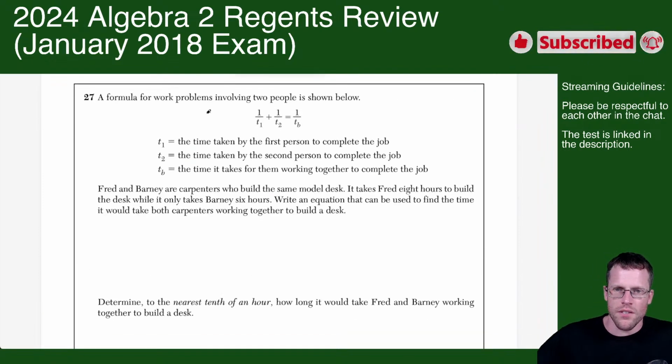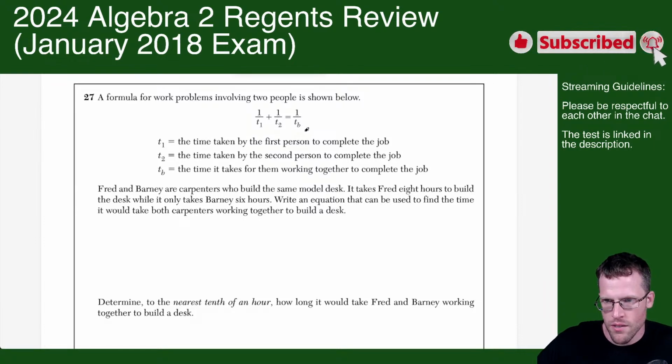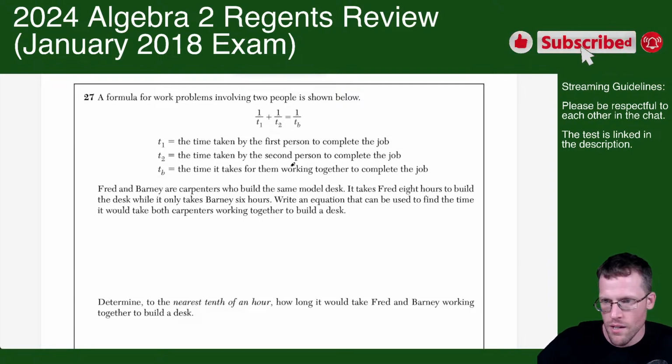All right, so this one's nice. A formula for work problems involving 2 people is shown below. T1 is the time it takes one person to complete a job. T2 is the time it takes the second person to complete the job. T sub B is the time it takes for them working together to complete the job.